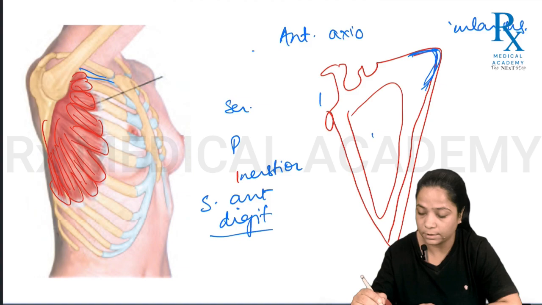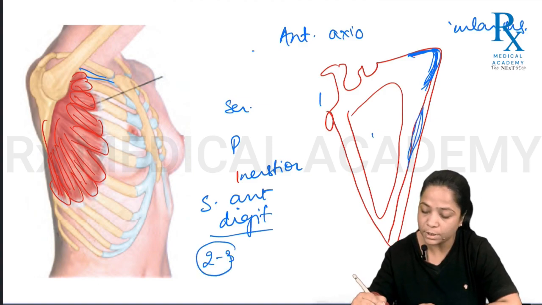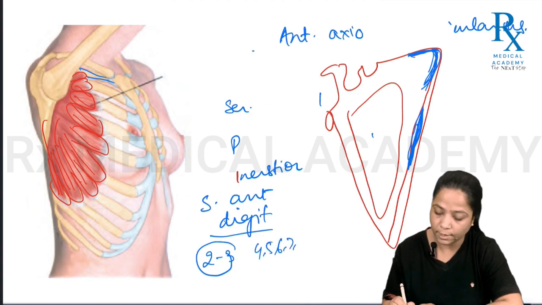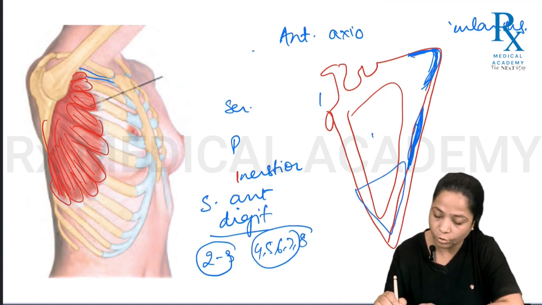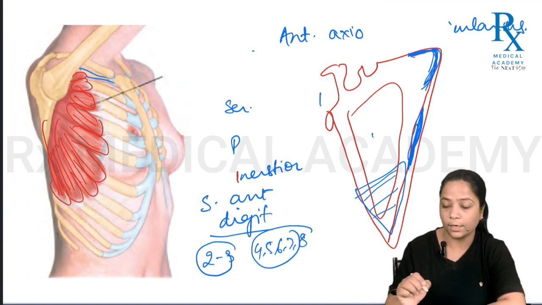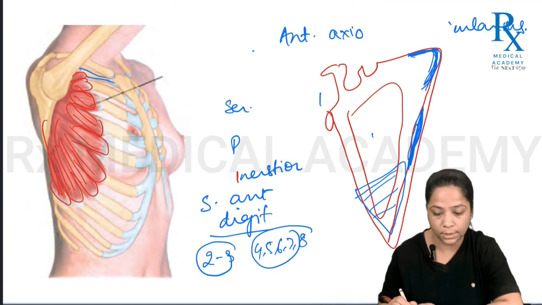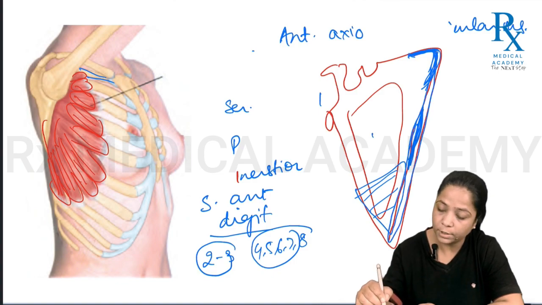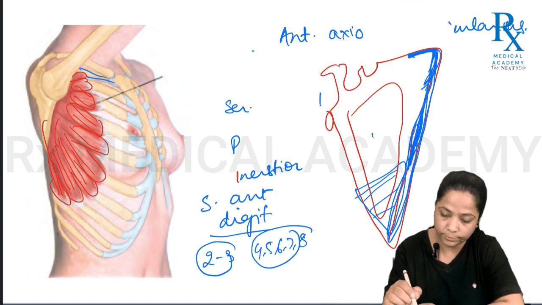The first digit inserts onto the superior angle of the scapula. The second and third digits insert on the medial border of the anterior surface of the scapula. The fourth, fifth, sixth, seventh and eighth digitations attach on the inferior angle of the scapula. So the inferior angle gives insertion to the lower 5 digits of the serratus anterior. This is the insertion point, whereas it originates from the upper 8 ribs.